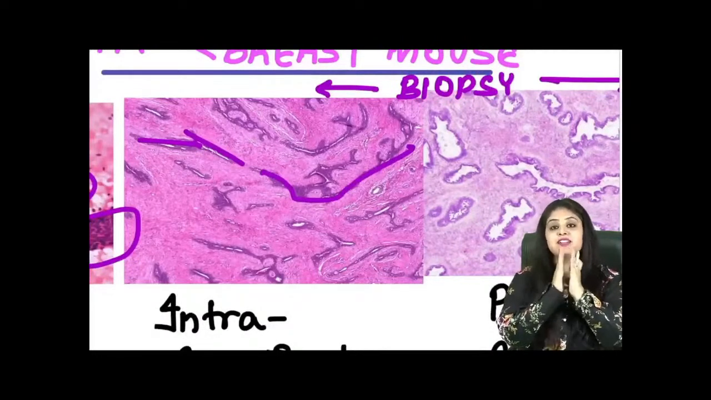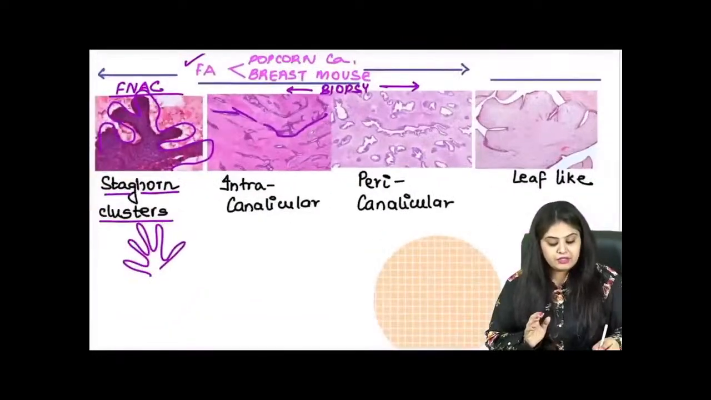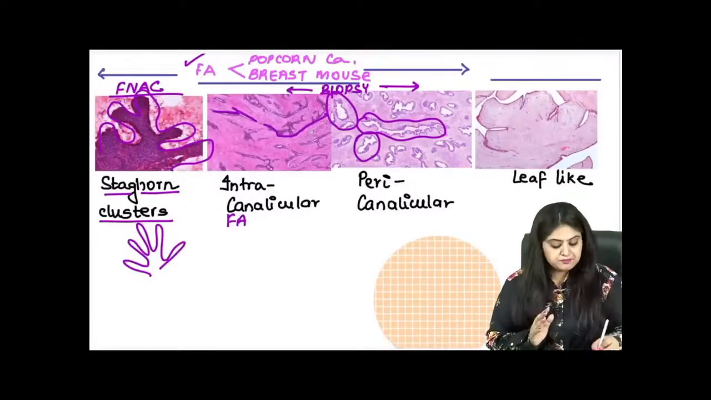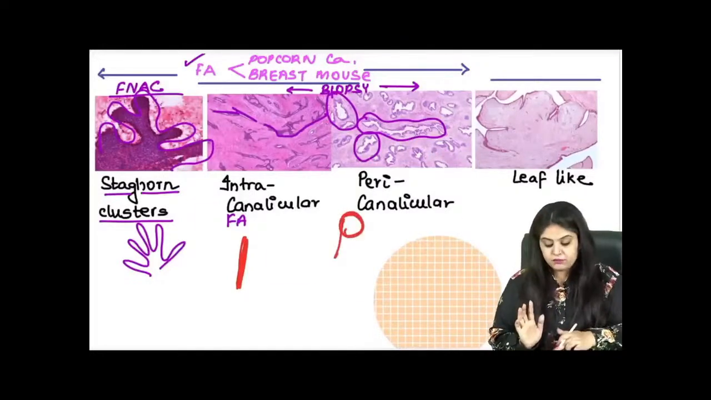So if they are compressed, can you see they are like someone has pinched them? Okay, someone has squeezed them together. So what do you call it? Intracanalicular fibroadenoma. If they are open like this, look, these are open. You can see a white space. Open hai to pericanalicular. How do I learn this for the exam? Intracanalicular mein pinched duct, pericanalicular mein it's open, so the open duct.